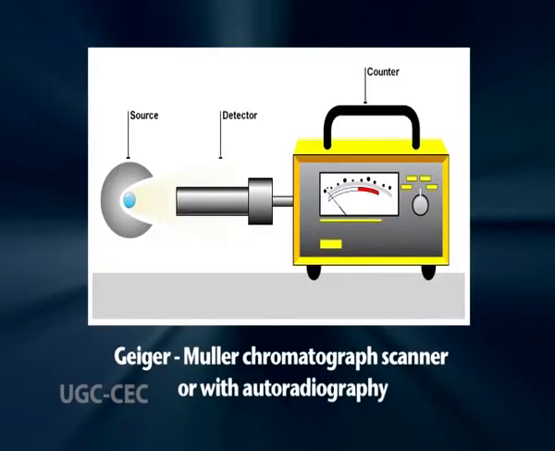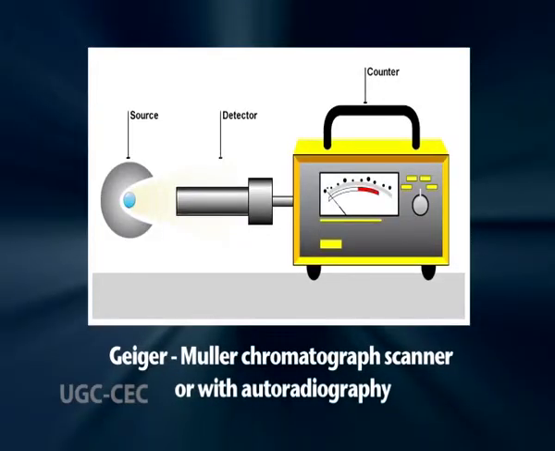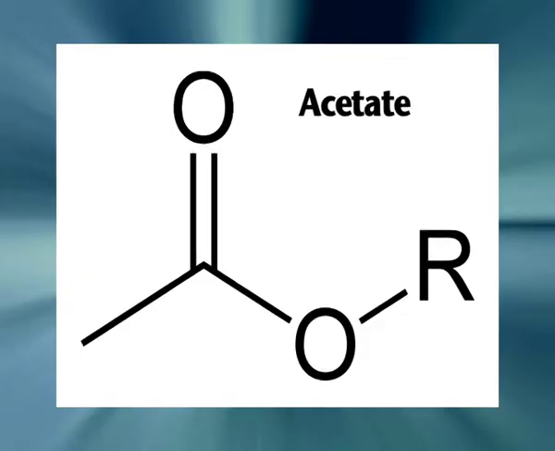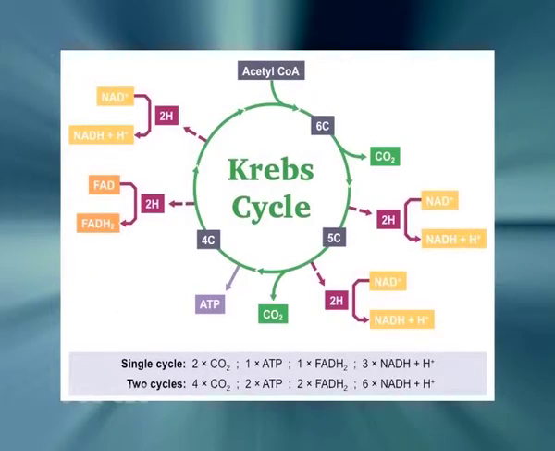Alternatively, radioactivity can be located on paper or thin layer chromatography with either Geiger-Müller chromatograph scanner or with autoradiography. If it is suspected that a particular compound is metabolized by a pathway, then radioisotope can also be used to confirm this. For instance, it is possible to predict the fate of individual carbon atoms of acetate through Krebs cycle.